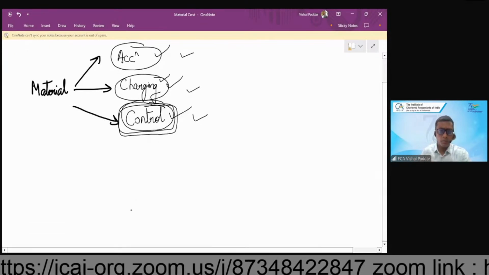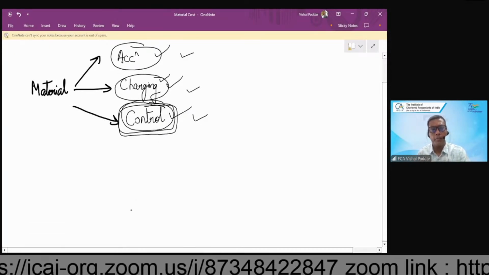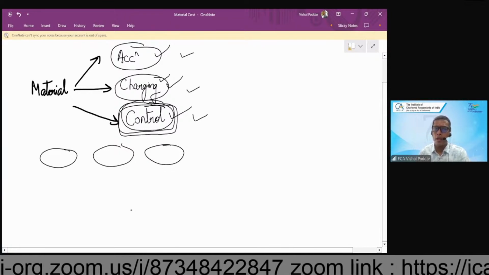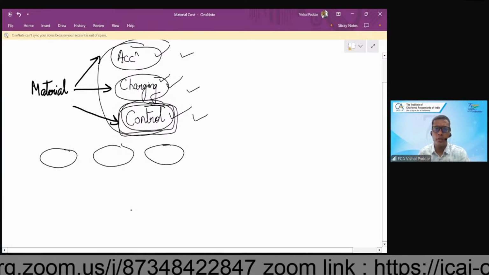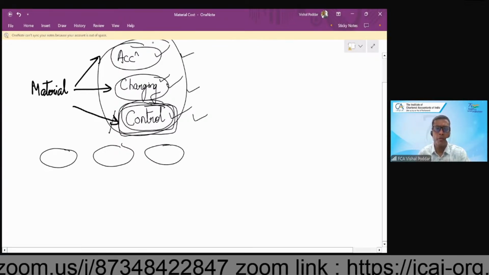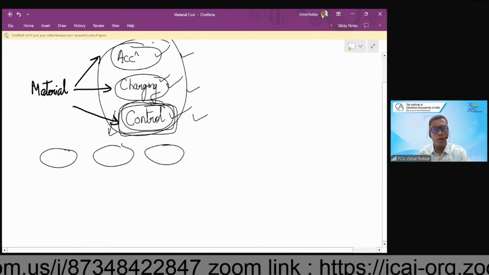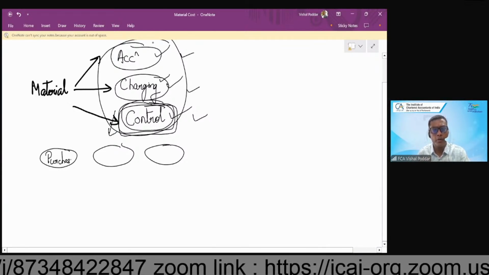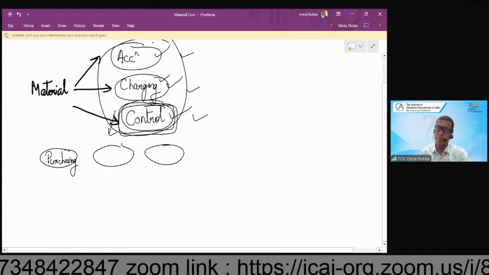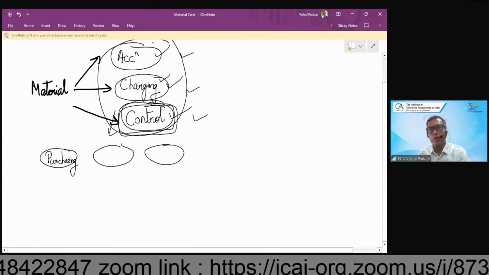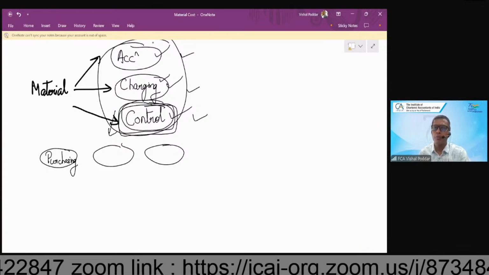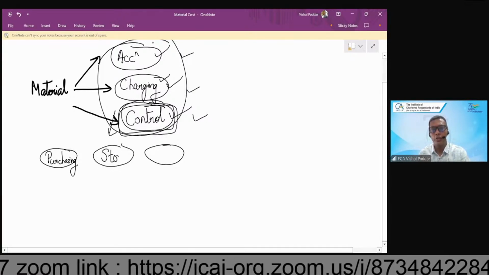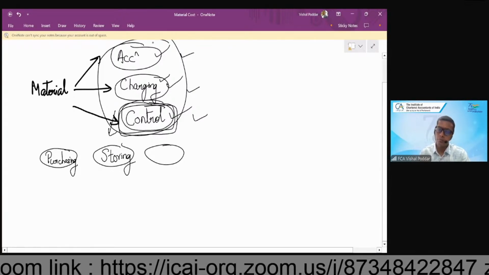Now, when we talk about material, there are three functions relating to material. And all this accounting, charging, controlling would be for all these three functions. What are these three? First is the procurement. In simple words, I will call it purchasing. So the first function relating to material is the procurement. So you procure material, you purchase material. The second very important function is the storing.